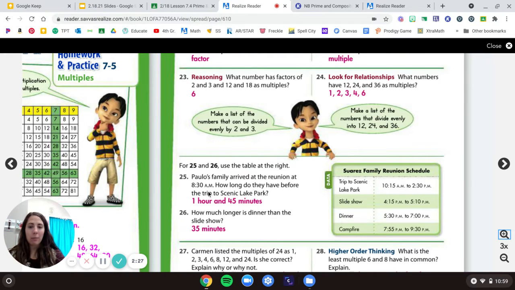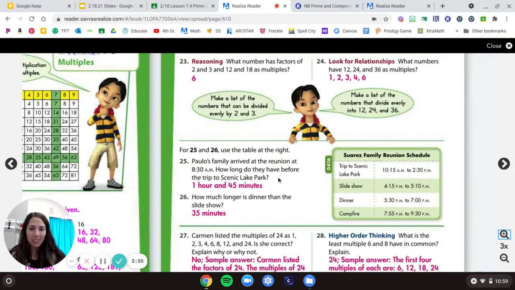Then, for 25, we had Paolo's family arriving at the reunion at 8:30. How long do they have before the trip? Well, they arrive at 8:30, and the trip doesn't start till 10:15. So I would think 8:30 to 9:30, 9:30 to 10, and then 10 to 10:15. So 8:30 to 9:30 is 1 hour. 9:30 to 10 is 30 minutes, plus 15 minutes is 45 minutes. All right. So that was all we had for our homework yesterday.